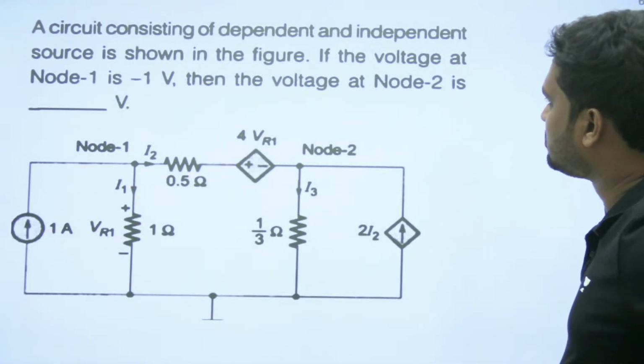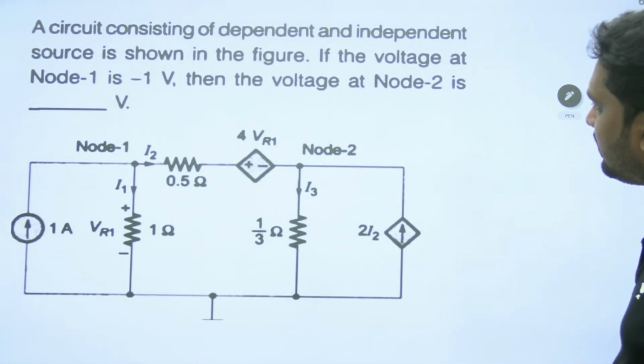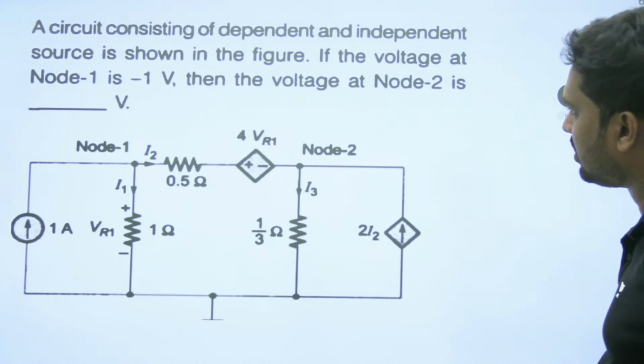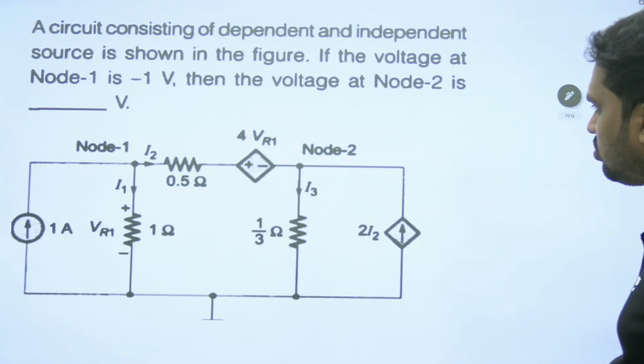A circuit consisting of dependent and independent sources is shown in the figure. If the voltage at node 1 is -1, what will the voltage at node 2 be?